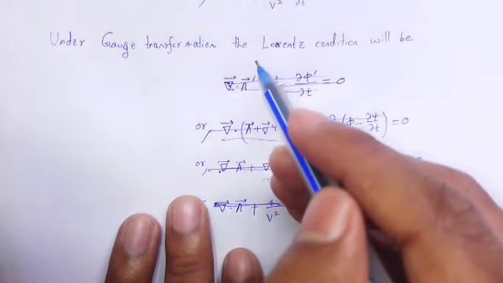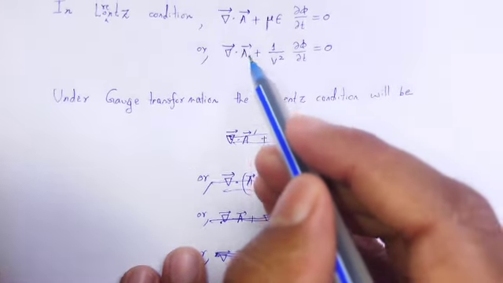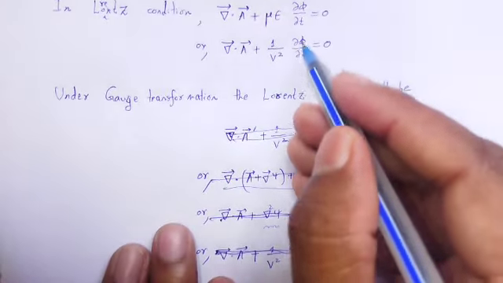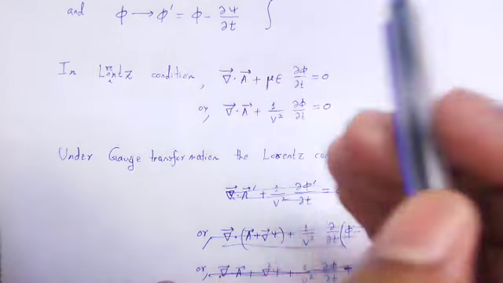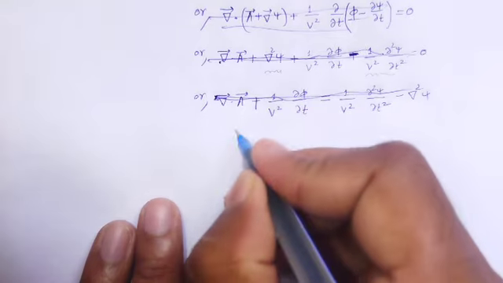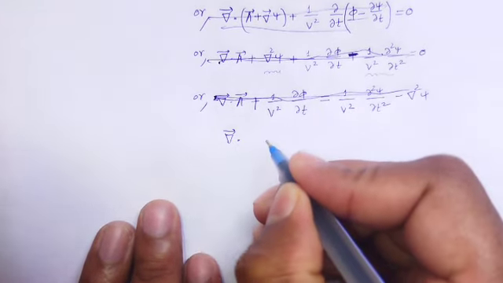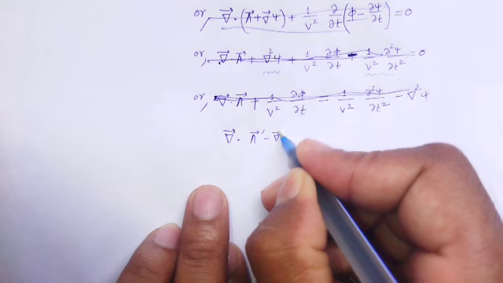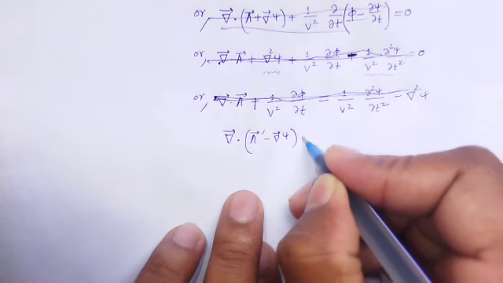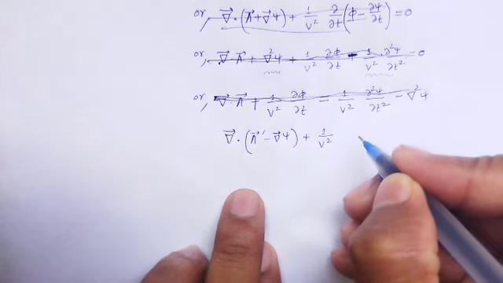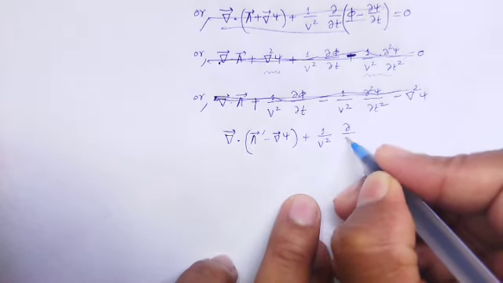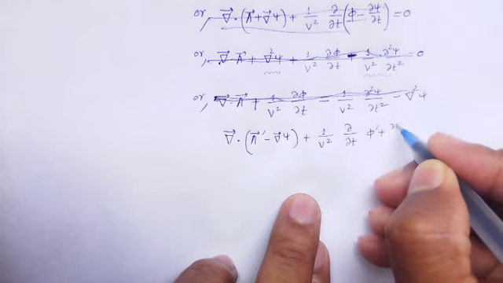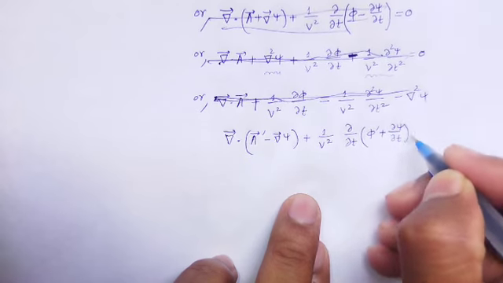under gauge transformation, the Lorentz condition will be, here in place of A we substitute A dash minus grad psi, and in place of phi we substitute phi dash plus del psi by del t. This grad dot, in place of the vector, that is A dash minus grad psi, plus 1 by v square del by del t. In place of phi, that is phi dash plus del psi by del t is equal to 0.